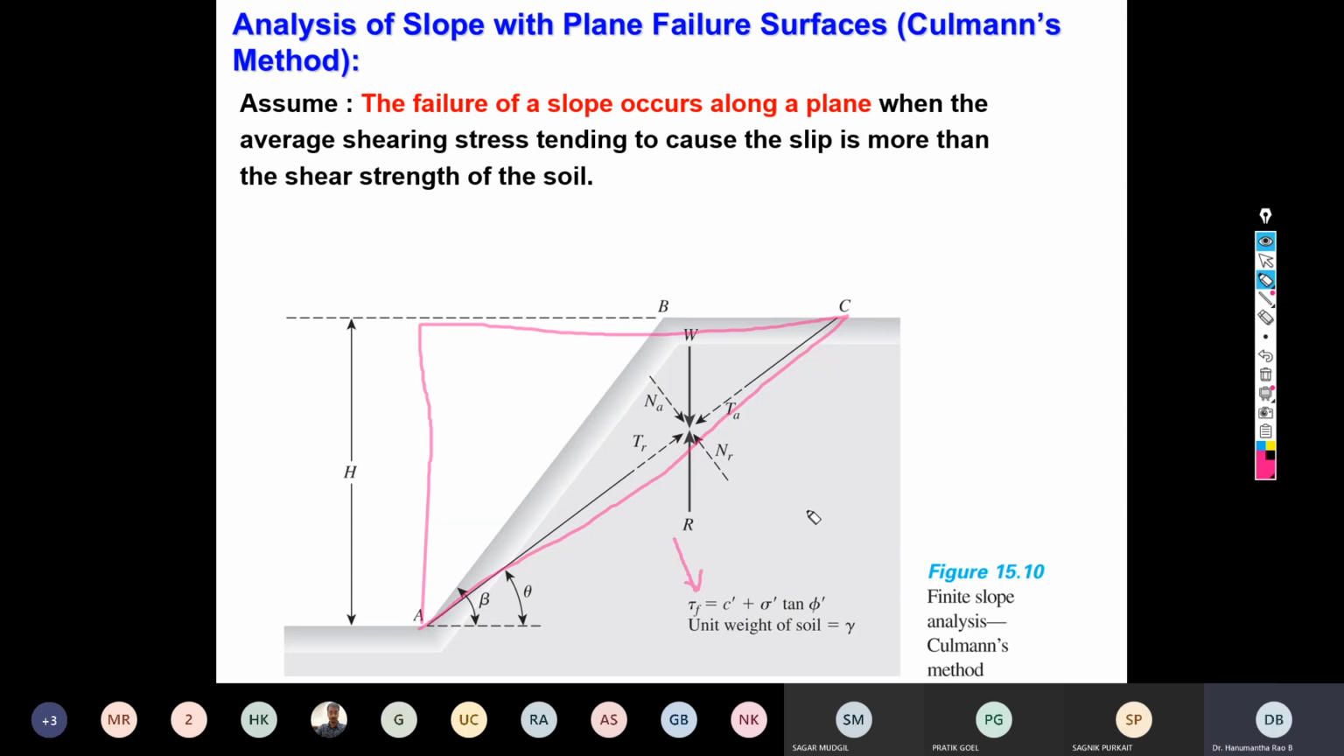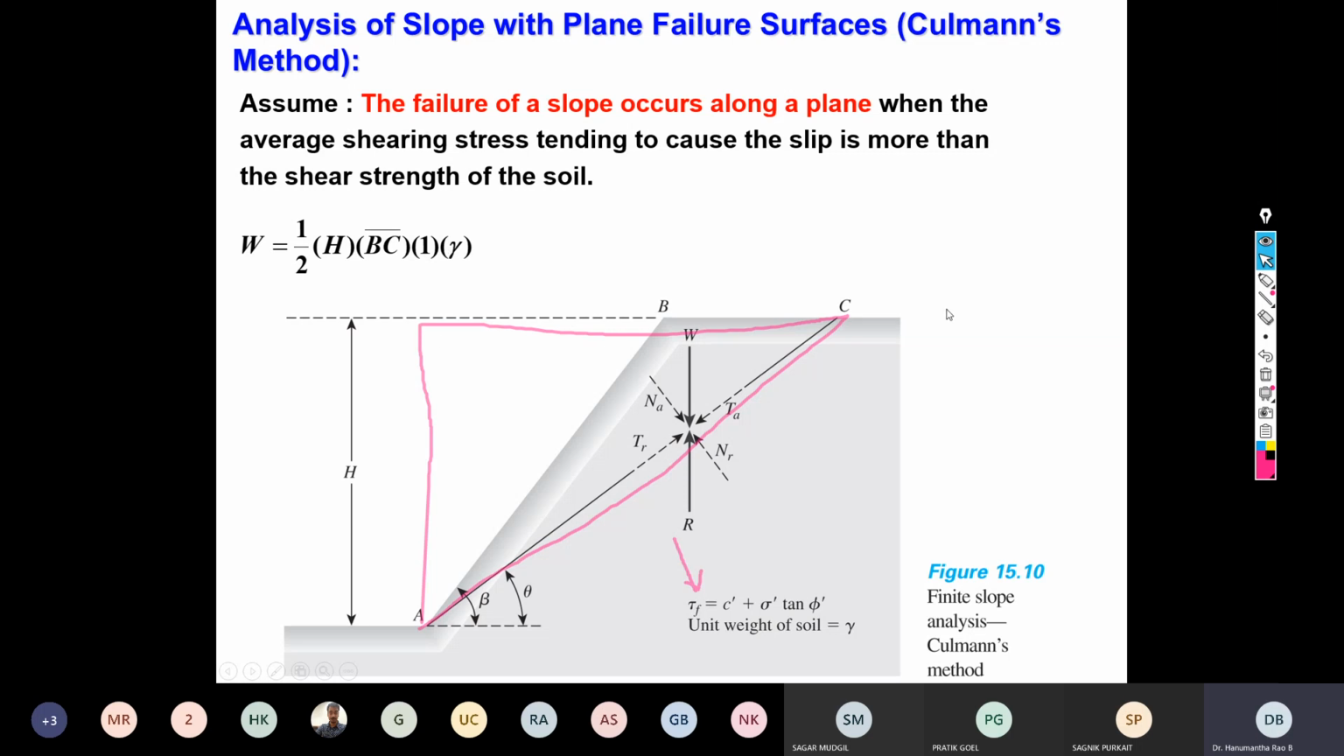The very first step, like in the previous class, is to determine the weight of the wedge ABC. This is a simple triangle, so the weight is density multiplied by half of base into height, with the volume taken per unit meter. Height is known, that is capital H, gamma is the density of the soil, and in the direction perpendicular to the screen there is 1 meter, that is per unit length.